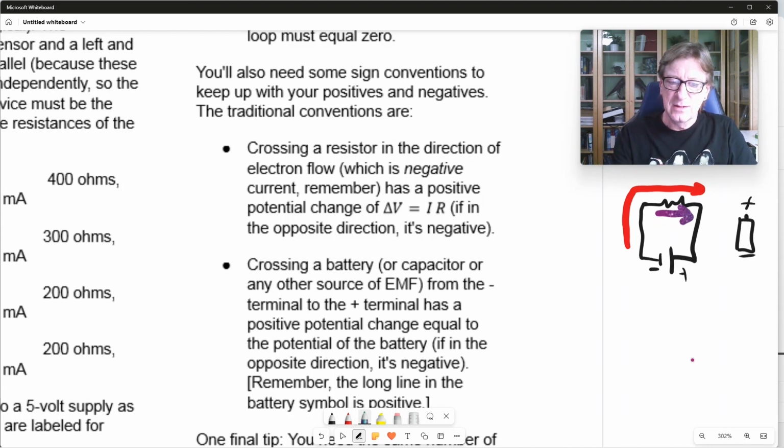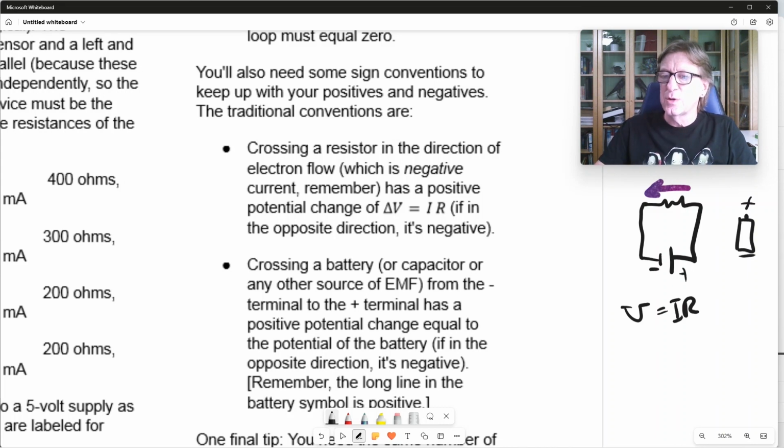On the other hand, let me just erase this part and this part. If I cross the resistor in this direction, now I'm going to get a negative potential change. And that potential change is simply determined by Ohm's law, V equals IR. So if I know what the current is in the direction I'm going, I'll find out what current I have here, multiply that times the resistor, and that's going to be my potential change.